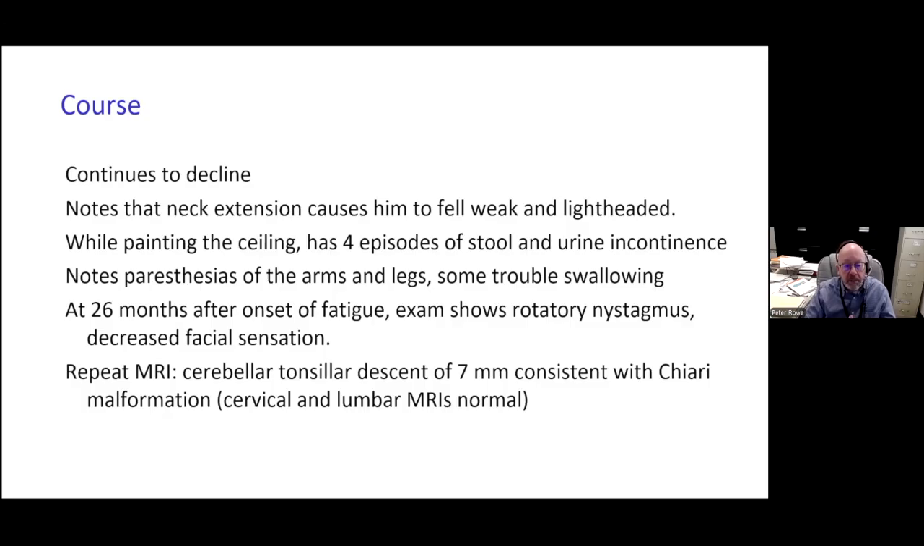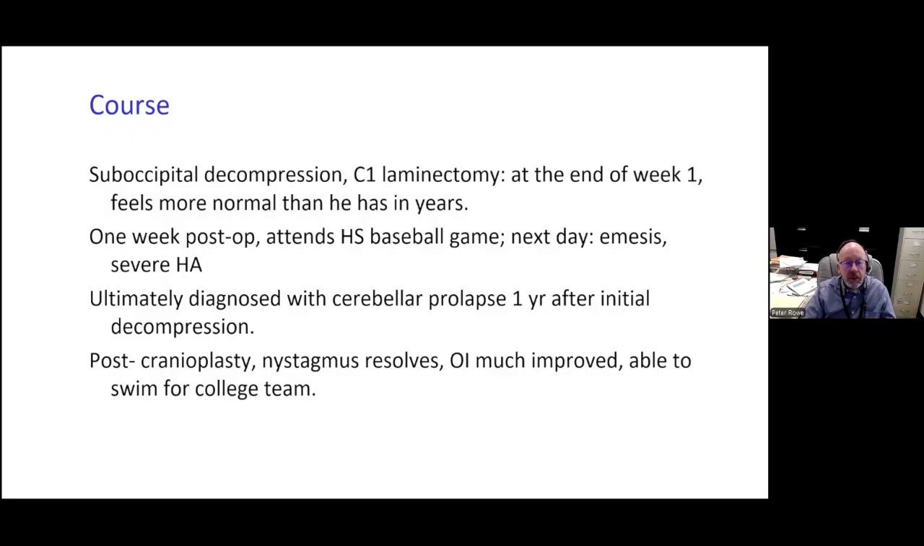So on repeat MRI, his cerebellar tonsils had descended 7 millimeters below the foramen magnum, consistent with Chiari malformation. MRIs of the cervical and lumbar spine were actually normal. So he had a suboccipital decompression, a C1 laminectomy, and at the end of the week after the surgery, he felt much more normal than he had in years.